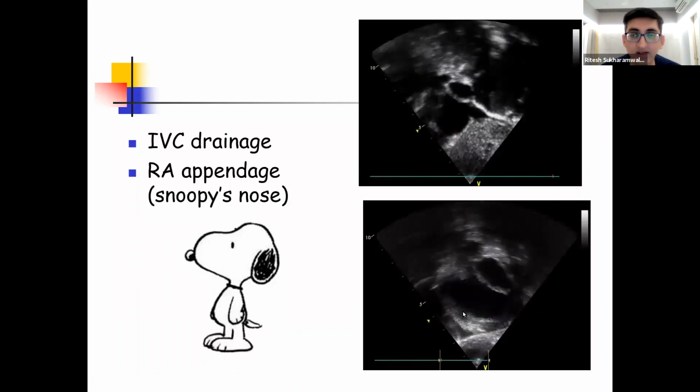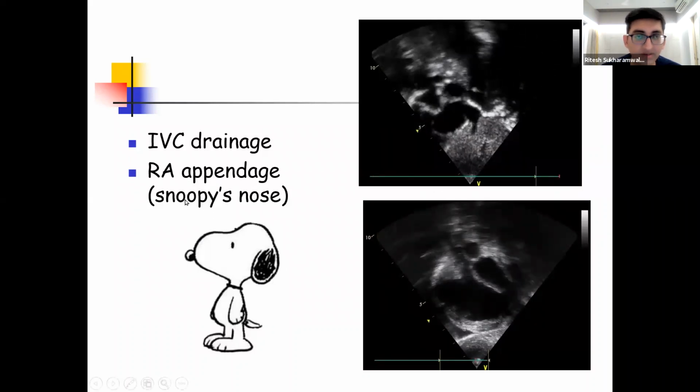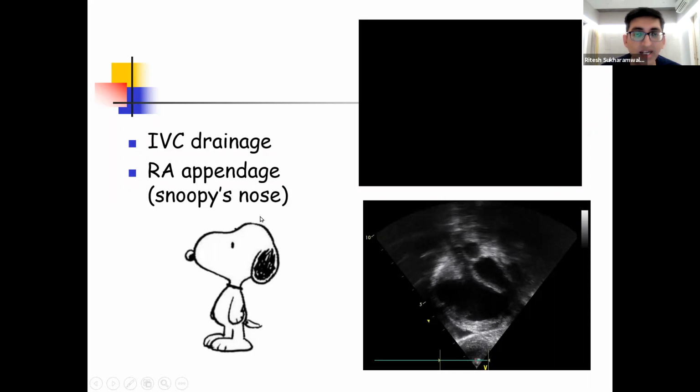And you have a right atrial appendage. The right atrial appendage has a characteristic shape of a Snoopy's nose, where the base is broader than the tip. What we can see over here is the right atrial appendage, which is made up of coarse pectinate muscles. And what we can see is the base is broader than the tip. Then we will compare it with the left atrial appendage also.